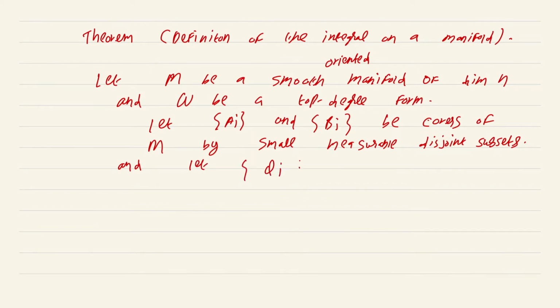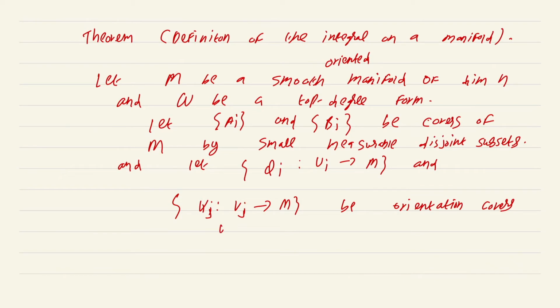phi_i from U_i to M and psi_j from V_j to M be orientation covers with A_i subset of phi_i(U_i) and B_j subset of psi_j(V_j). So I should change this index to j.